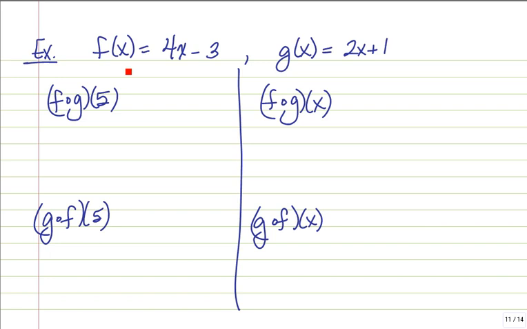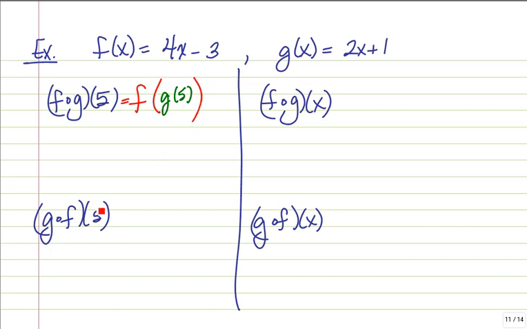So let's look at this: if f of x is equal to 4x minus 3 and g of x is equal to 2x plus 1, how can we find f composed with g of 5 and g composed with f of 5, and then the composite function that's the general expression for these? What this would mean to do is to write it like this. We'd have to think of this as f of g of 5.